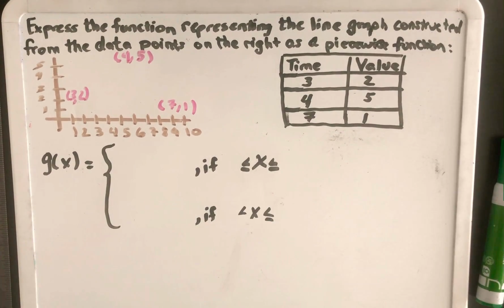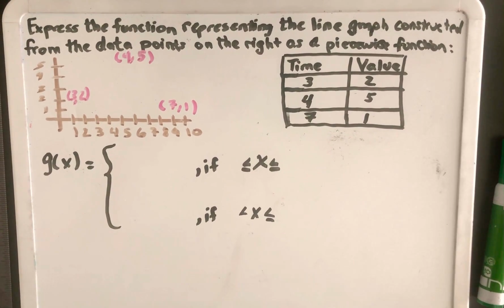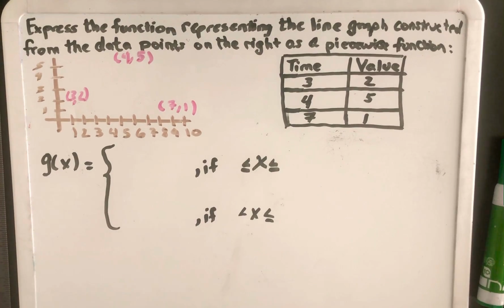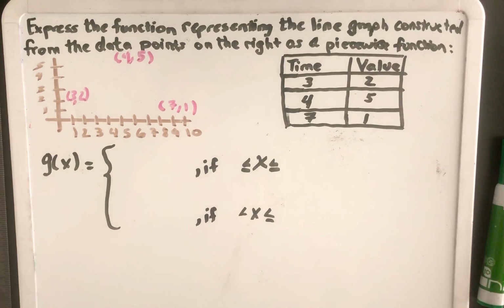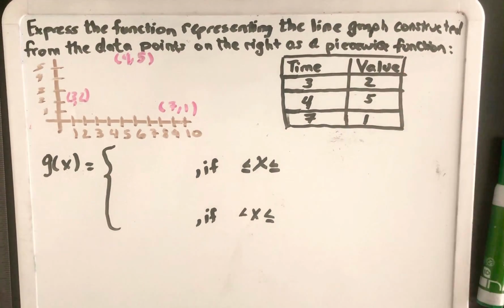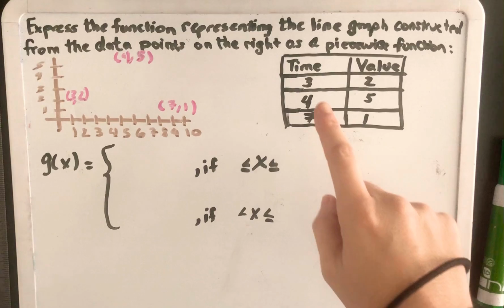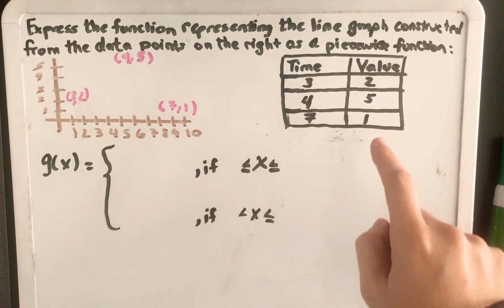Class, I wanted to make a video working through a type of question that you might see in the homework sometimes, involving writing the equation of a piecewise function when given a set of data points. So suppose we're told that our data points make up what we call a line graph, and the data points that we are given are (3, 2), (4, 5), and (7, 1).